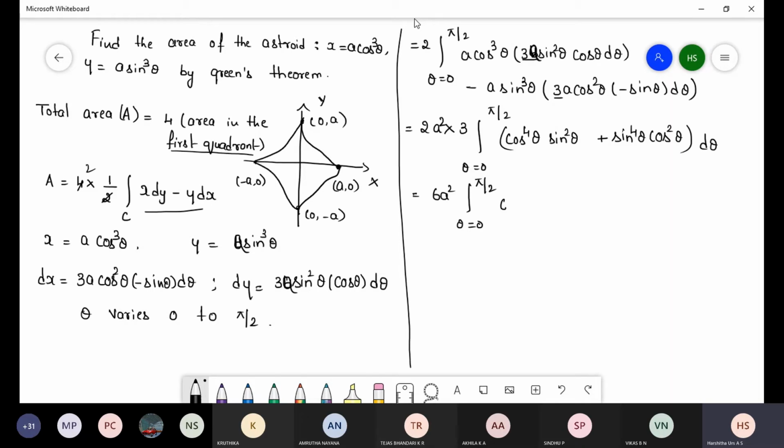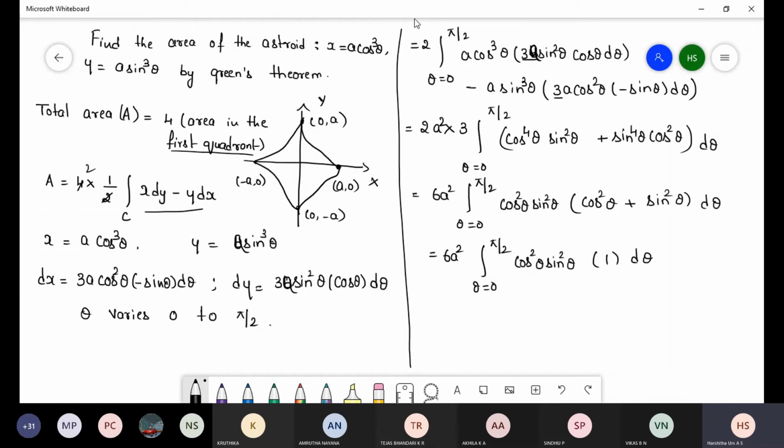Here first, in the first term I just take cos square theta and also sin square theta as a common term from both the terms. So if I take cos square theta, sin square theta, first term remaining cos square theta, second term sin square theta will become into d theta. 6a square integral from 0 to pi by 2 cos square theta sin square theta as it is, and cos square theta plus sin square theta is 1.